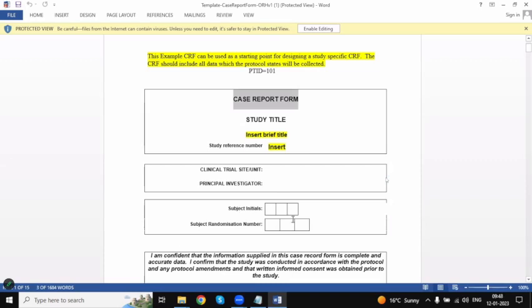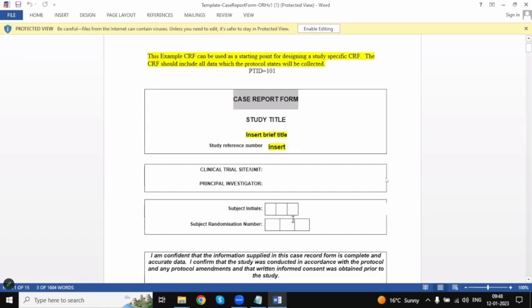Okay, so this is a very, very important thing, because every piece of information will be captured in the CRF. From the CRF only, it will come to the data sets. From the data sets only, we will write programs and generate the reports. At the hospital, they'll collect these forms. So this form is the data, everything.